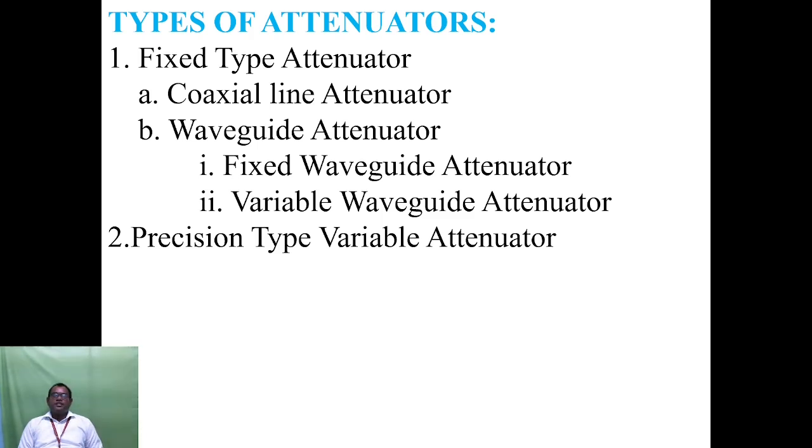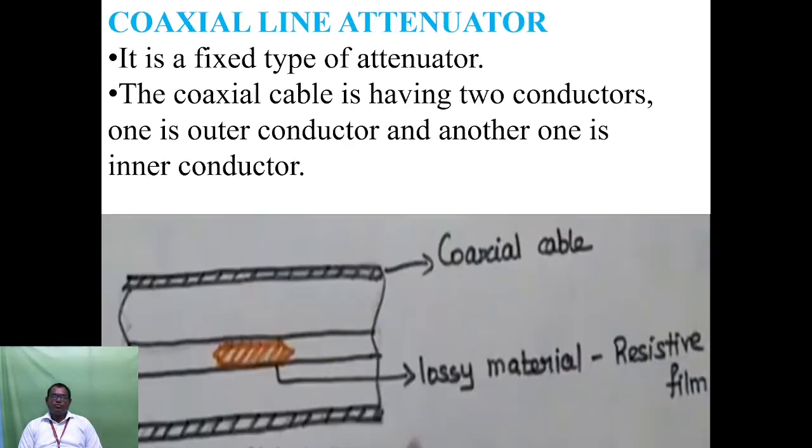There are different types of attenuators we use in microwave devices: fixed type attenuators and precision type variable attenuators. In the fixed type there are two types. One is the coaxial line attenuator, another is the waveguide attenuator. In the waveguide attenuator we use fixed waveguide attenuators and variable waveguide attenuators. These are the different types of attenuators used in the microwave system.